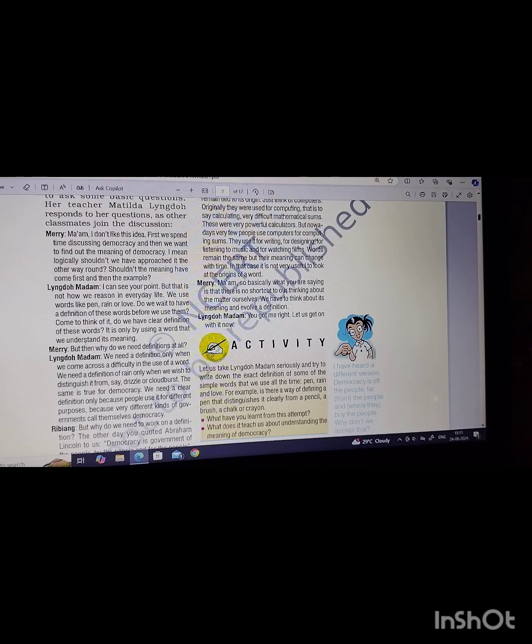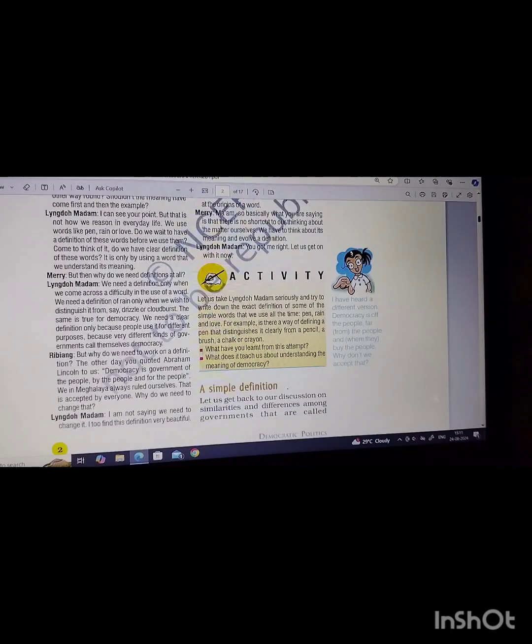But then why do we need definitions at all? We need a definition only when we come across a difficulty in the use of a word. We need a definition of rain only when we wish to distinguish it from, say, drizzle or cloudburst. The same is true for democracy. We need a clear definition only because people use it for different purposes, because different kinds of governments call themselves democracy.